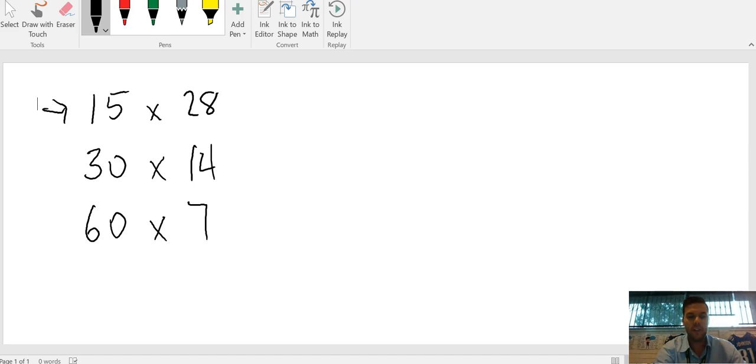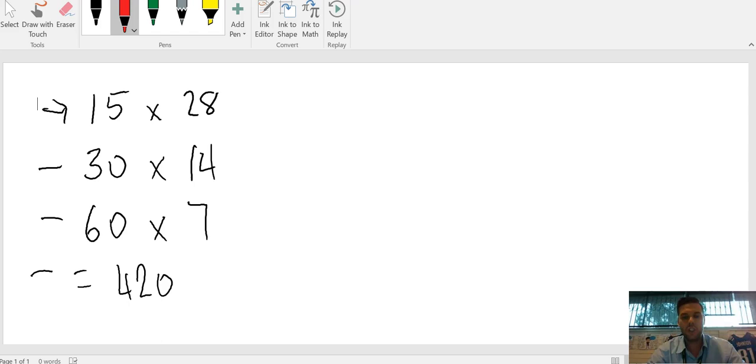If we do 60 multiplied by 7, 6 times 7 is 42. We're working with the tens, so 420. And just like that, in three steps, 1, 2, and 3, we can easily work out 15 multiplied by 28. Let's do one more just to be familiar, so we know in class it's pretty easy to do.